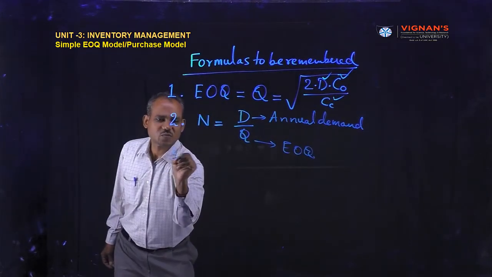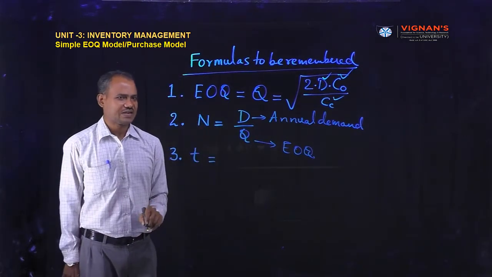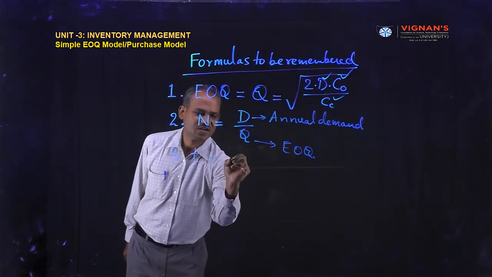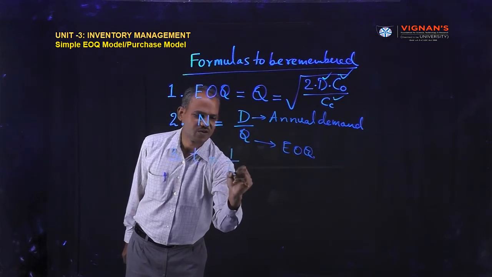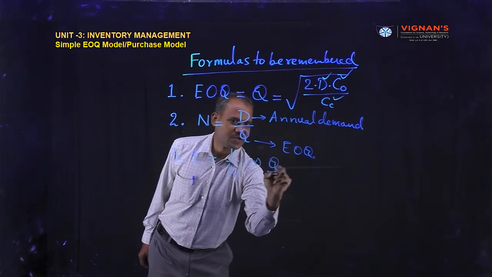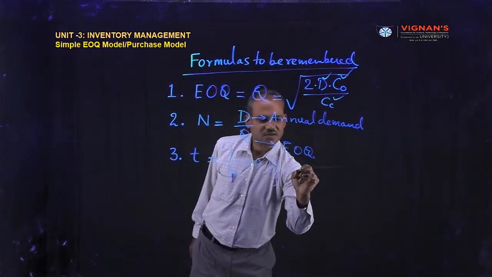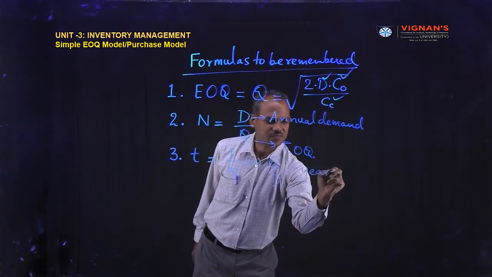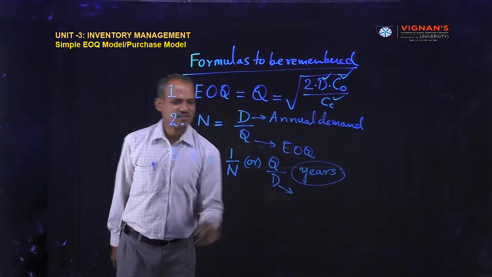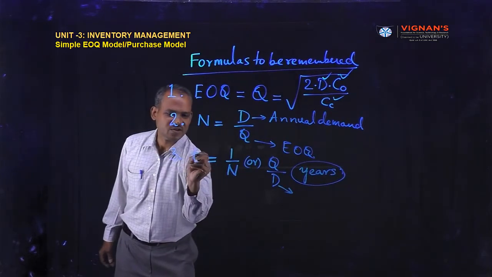Next, third important formula, small t. Small t means time between the orders. It is the reciprocal of the number of orders, or capital Q by capital D. What is the time unit? Always the time unit must be represented in years, because here D is nothing but the annual demand. Annual means per year. So the time unit becomes years.